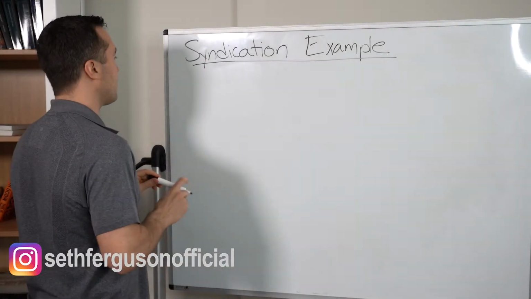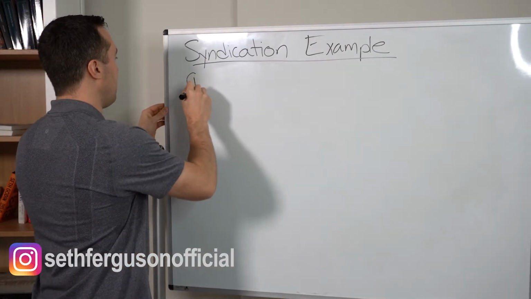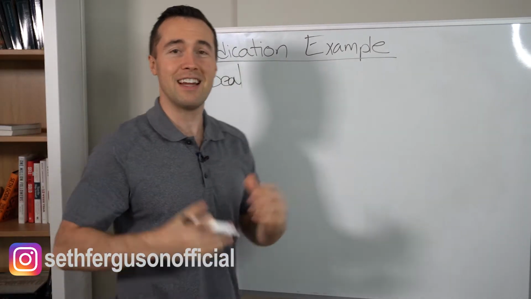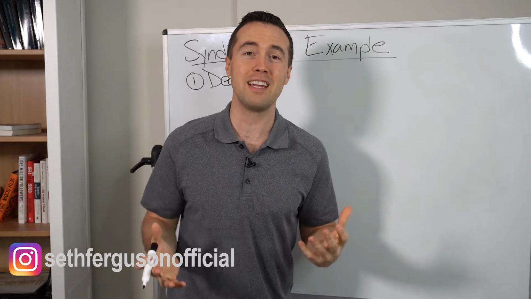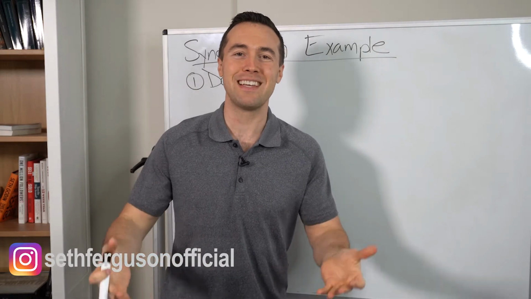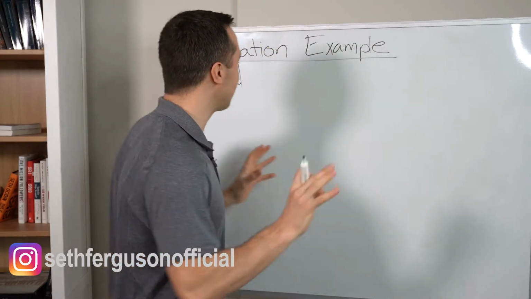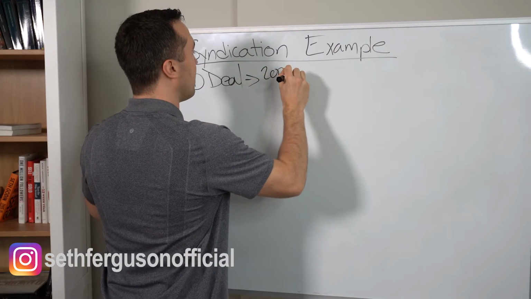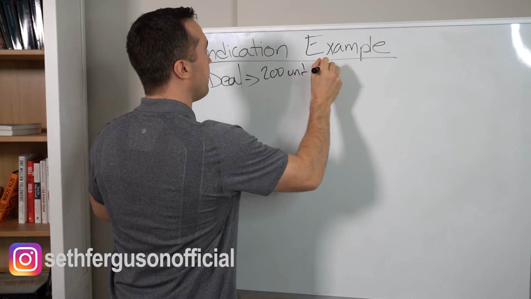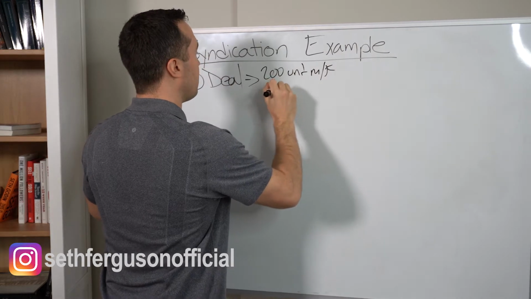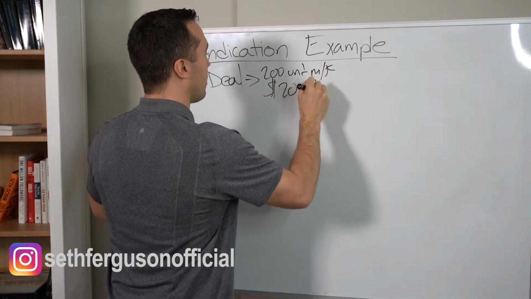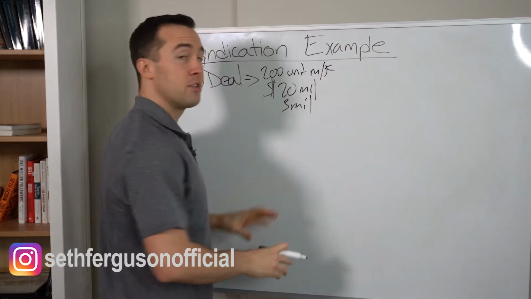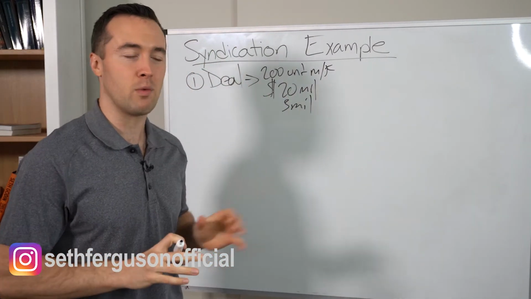So, first things first, let's talk about step number one. The first thing we need for syndication is a deal. We need a piece of real estate to buy. And of course, this is a multifamily real estate channel, so the example we will use today is a 200 unit multifamily deal. Let's say it's $20 million and it's a value add and it needs another 5 mil of improvements. So that is the example we'll be running with.